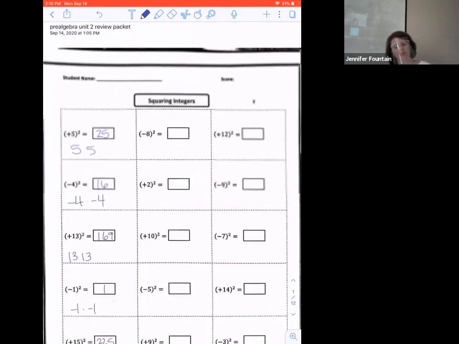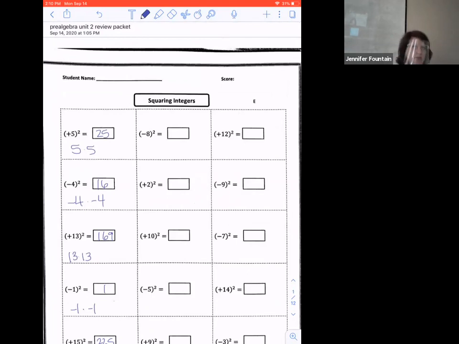Now, here's the deal. The test will go home on Thursday. All of this work is not due on Thursday, okay? This will be due with your test the following Monday, okay? So you've got a week to work on this packet, whether it's just the homework and no bonus work, or some bonus work, or all bonus work, however you want to do it, okay? This will be due with your test next Monday.